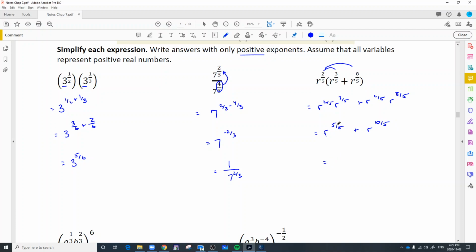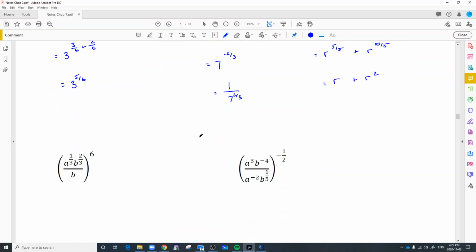So then you can simplify. 5 divided by 5 is just r to the 1, and then 10 divided by 5 is 2, so plus r squared. And there's nothing you can do with that. I mean, you could factor out an r, but there's no reason to do so.